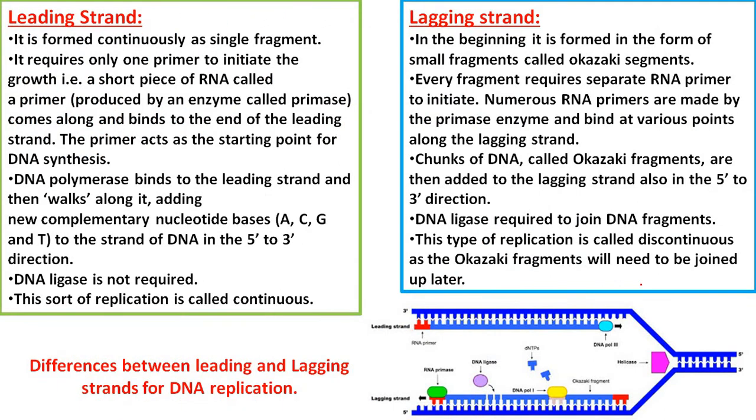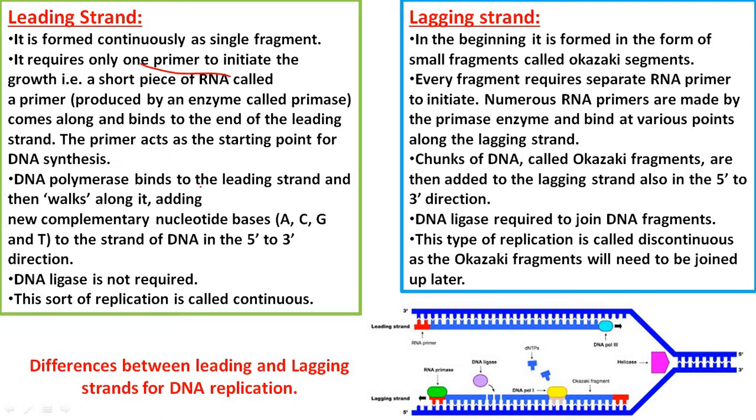Here in this slide, I'll be discussing the difference between the leading strand and the lagging strand. The leading strand is formed continuously, as a single fragment, and it requires only one primer to initiate the growth. That is, a short piece of RNA called a primer, produced by an enzyme called primase, comes along and binds to the end of the leading strand. The primer acts as the starting point of the DNA synthesis.